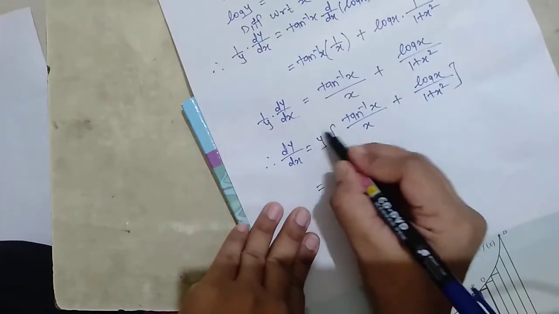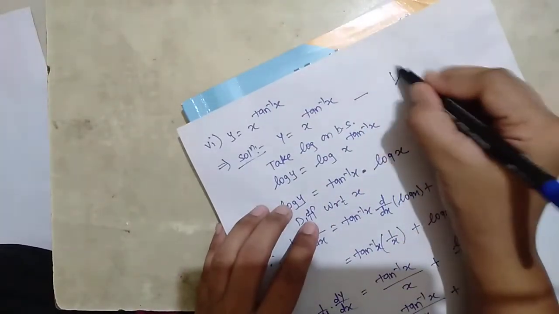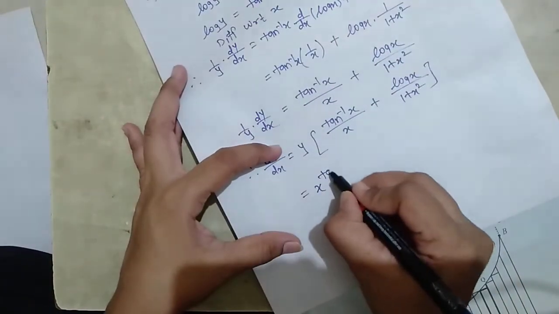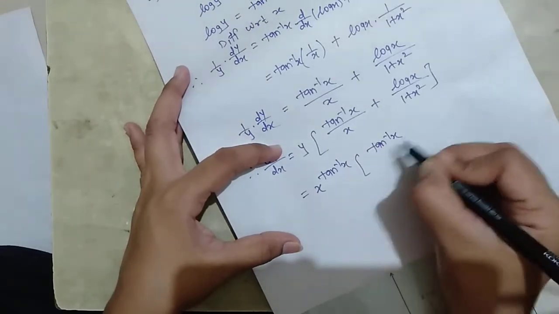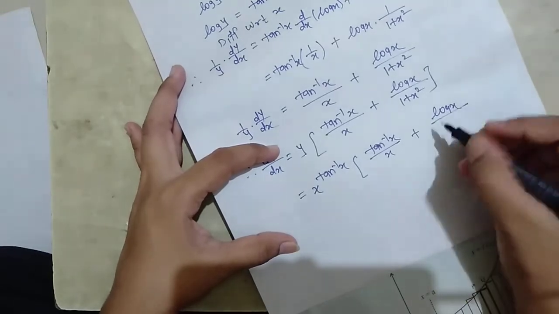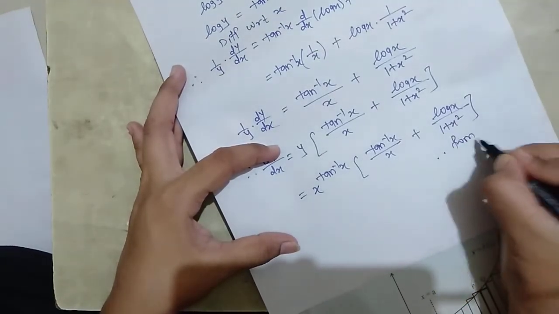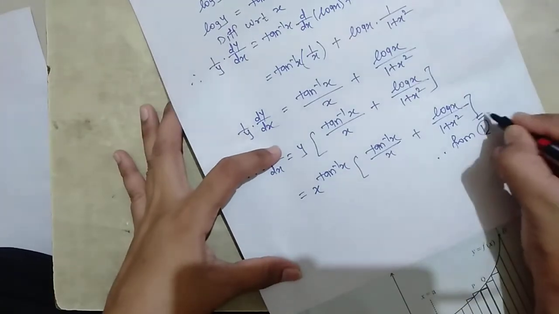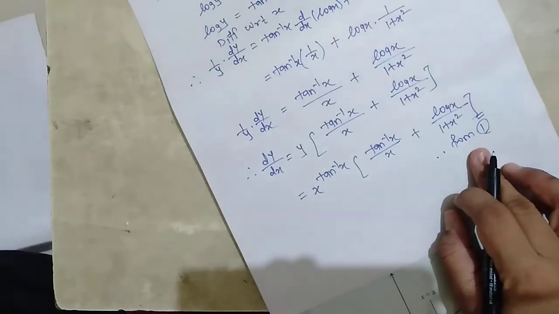So put here the value of y. What is y? Here it is given, let this equation be 1, x raised to tan inverse x. So we will put here x raised to tan inverse x from equation 1. This is your required dy by dx.